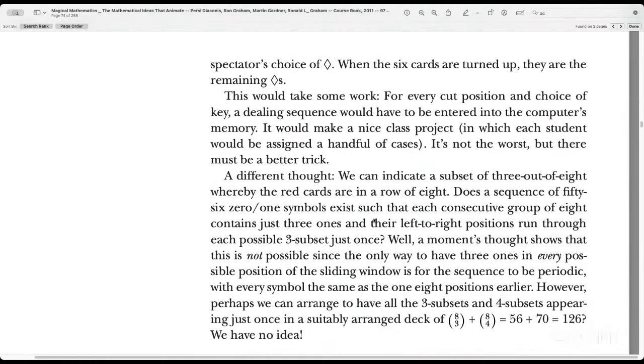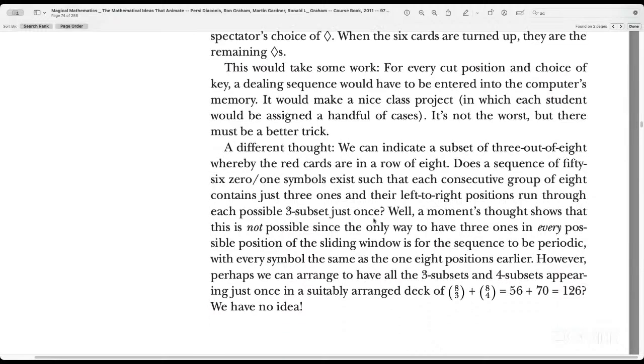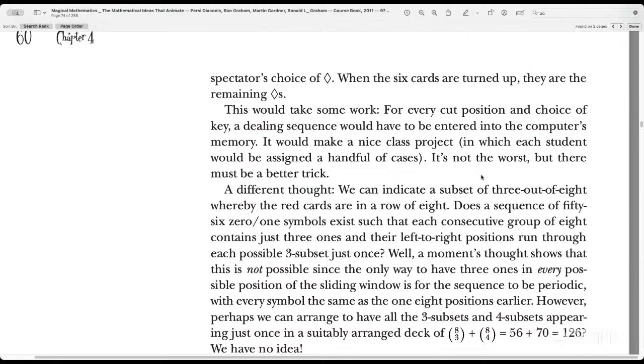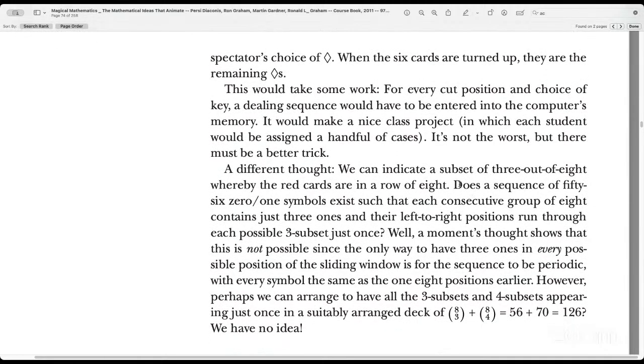Now I think the final remark here is, again, more of an open-ended question to think about. They're asking, does a sequence of 5601 symbols exist such that each consecutive group of 8 contains 3 ones and their left to right positions run through each possible 3 subset just once? And I think they point out this is not possible.